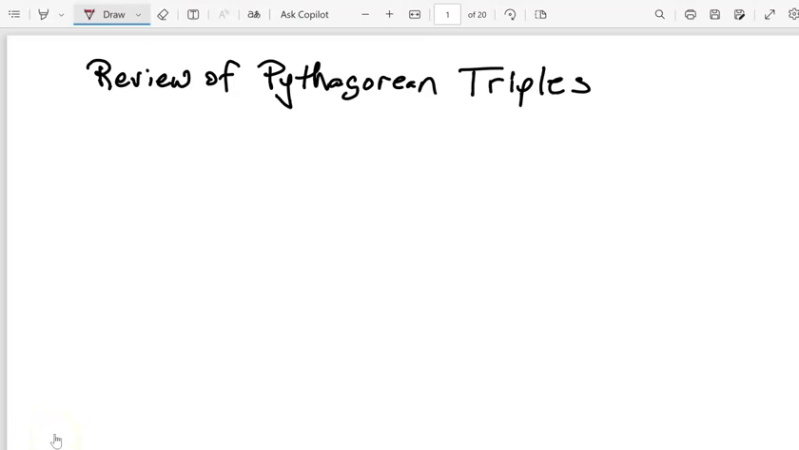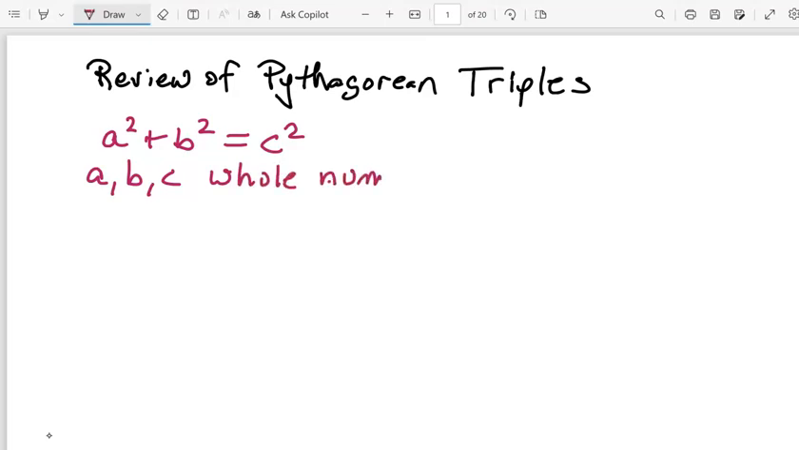This is a quick review of Pythagorean triples, which are whole number values that can be sides of a right triangle. Now remember, if sides are whole numbers and a squared plus b squared is equal to c squared, then you have a Pythagorean triple with a, b, and c whole numbers. So in other words, they're not going to be a radical expression that can't be simplified.